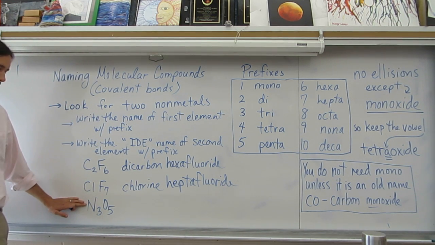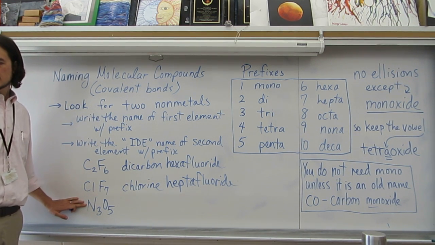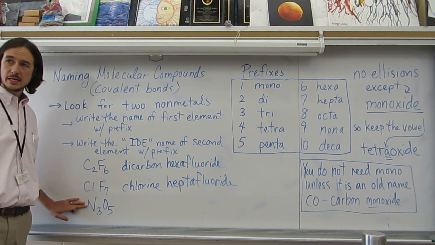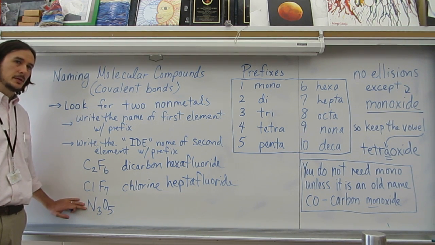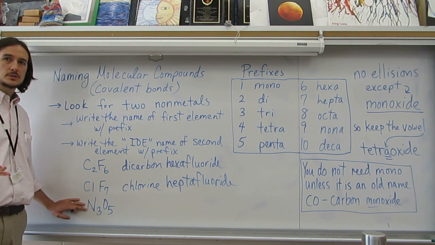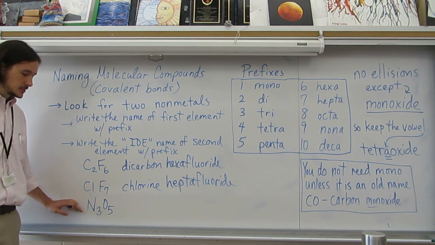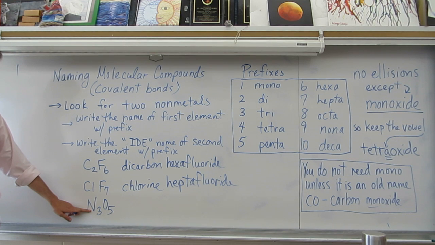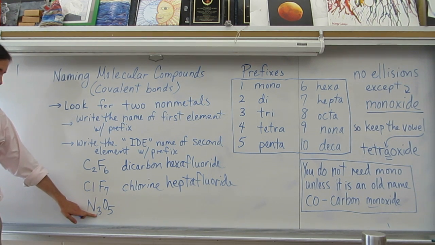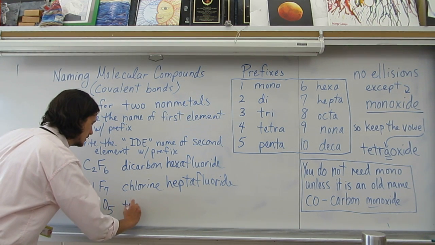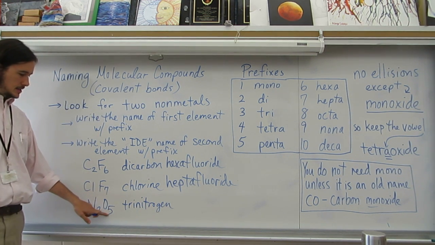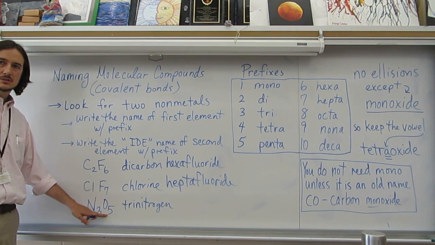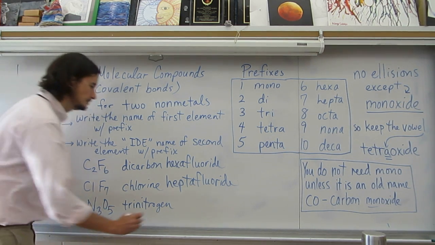And the last one is N3O5. You find nitrogen on the periodic table. It's in group 15. Oxygen's right next to it in group 16. Those are both nonmetals. Once you see you have two nonmetals, now you're looking for prefixes. So nitrogen, the first element, we get the full name, and there's 3 of them, so it's trinitrogen. And we've got 5 oxygens, so this would be pentaoxide.